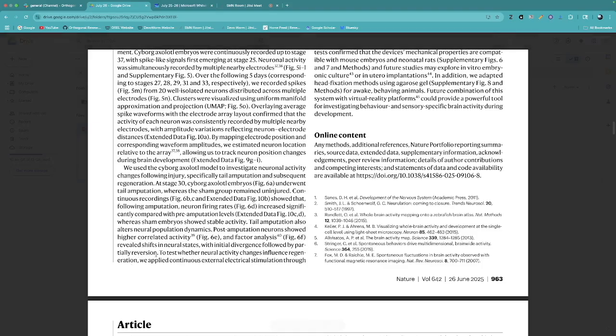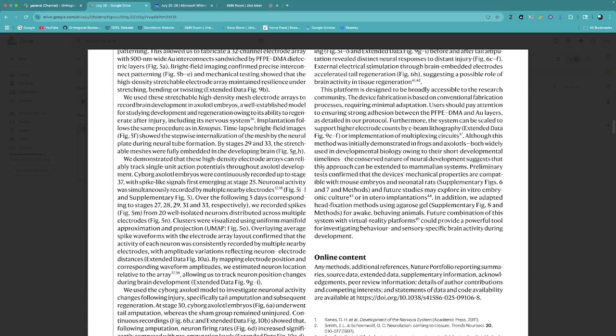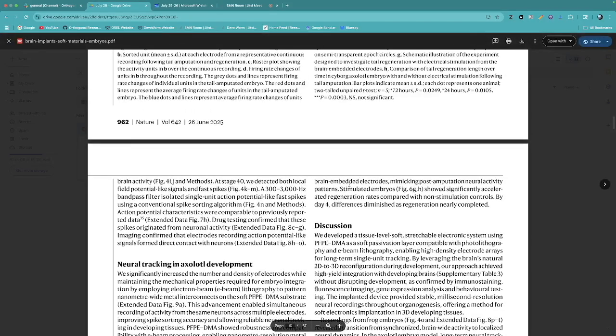To test whether neural activity changes influence regeneration, we applied continuous external electrical stimulation through brain-embedded electrodes, mimicking post-amputation neural activity patterns. Stimulated embryos showed significantly accelerated regeneration rates compared with non-stimulation controls. By day 4, though, differences diminished as regeneration nearly completed.